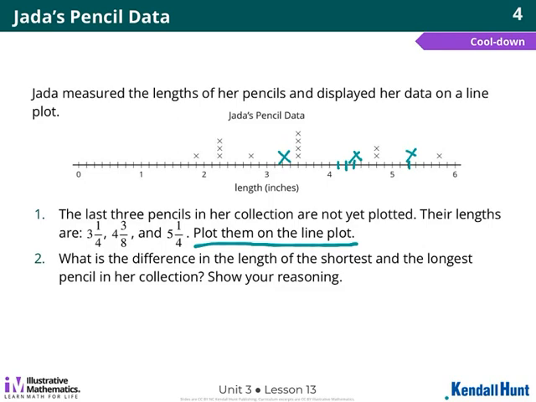Then number 2, what is the difference in the length of the shortest and the longest pencil? Well, here is the shortest. And here is the longest. Difference means subtract. So I'm going to be subtracting. I'm going to start with my biggest number, so that's going to be this one. So 5 1/8, 2/8, 3/8, 4/8, 5/8, 6/8, 5 6/8.